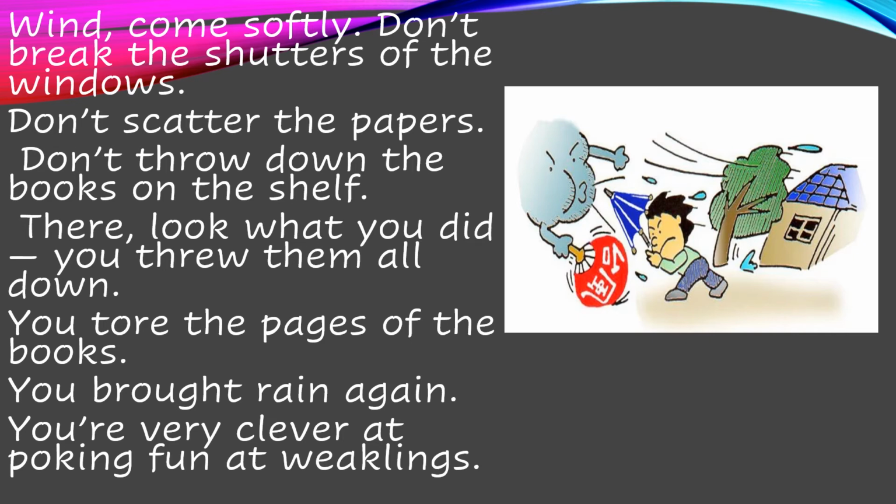You are very clever at poking fun at weaklings. So here you are very clever. Wind as a destructor, if we are talking about the criticizers. See, the criticizers, the people who are your competitors. Not every competitor is a healthy competitor, children. The competitors play a negative role as well to put you down. So see how clever the criticizers were, poking fun at you as you were weak. So you are very clever at poking fun at the weaklings.